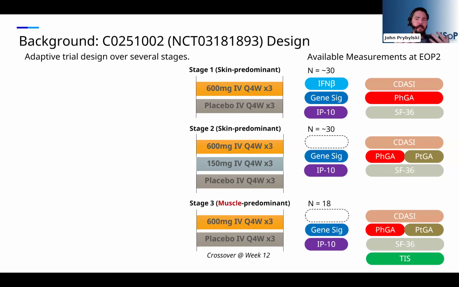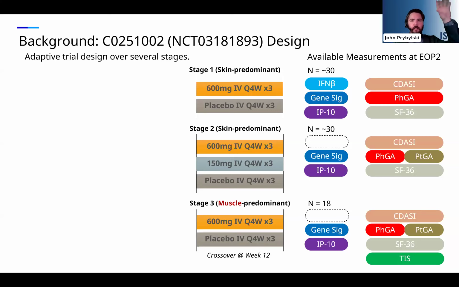So then we were worried because we didn't have any data in subjects with muscle manifestations. These are skin-predominant subjects, and we didn't have any TIS data. So we wanted to power our phase 3 and make our decisions around PTS around TIS, so we needed some TIS data. There was no way we could get TIS information from stages 1 and 2. So we added stage 3 in muscle-predominant subjects.